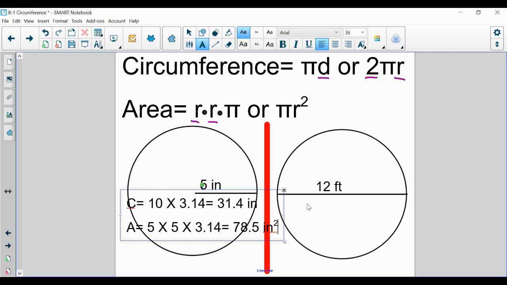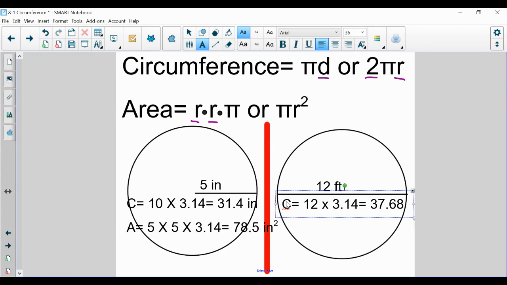So if I want to go over here to this circle and I want to find the circumference and area of this one, well, the circumference is going to be quick to find on here because I already have the diameter. So I'm just going to use the 12. Remember, circumference always uses diameter. So I just do 12 times 3.14, which is going to give me an answer of 37.68. And again, this would just be feet. If I needed to round that, I could just round that to say that I have 37.7 if it asks me to round to the nearest tenth.